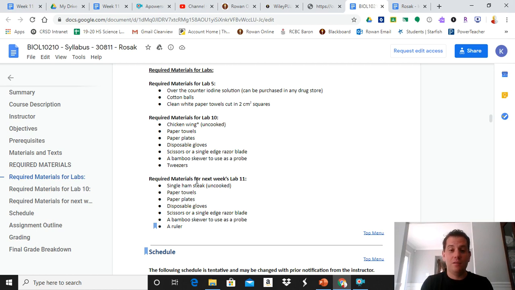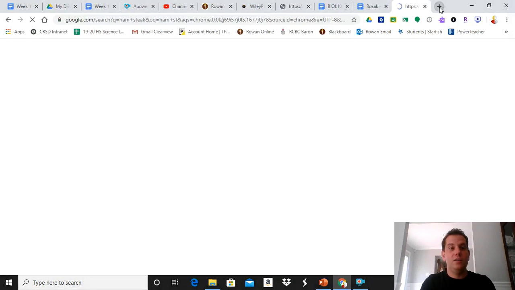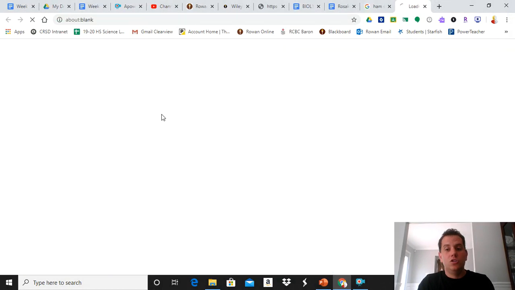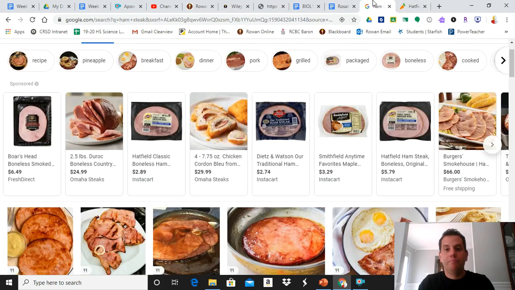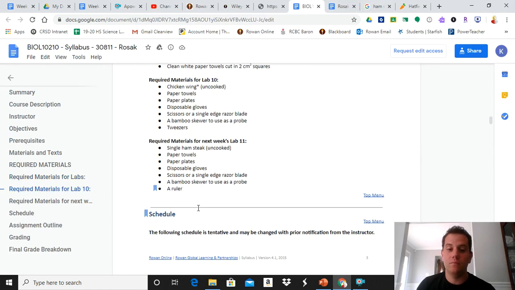You should be able to find it. You might have to ask the butcher or somebody there to help you, but they should have this at the supermarket. Let me just show you what that looks like so you have an idea. Ham steak should look like this in a package. That's what you're purchasing. $2.89. You need that. And the same kind of things for the chicken wing lab is what you need for the ham steak lab.